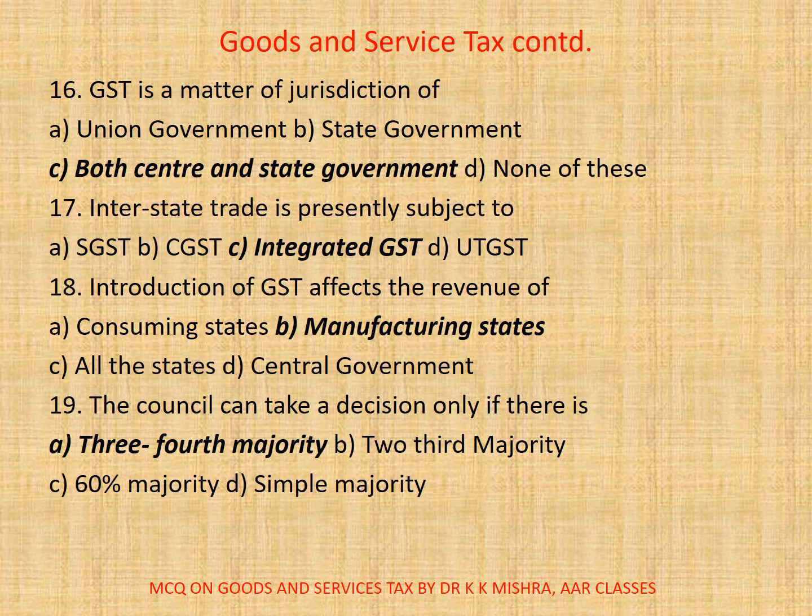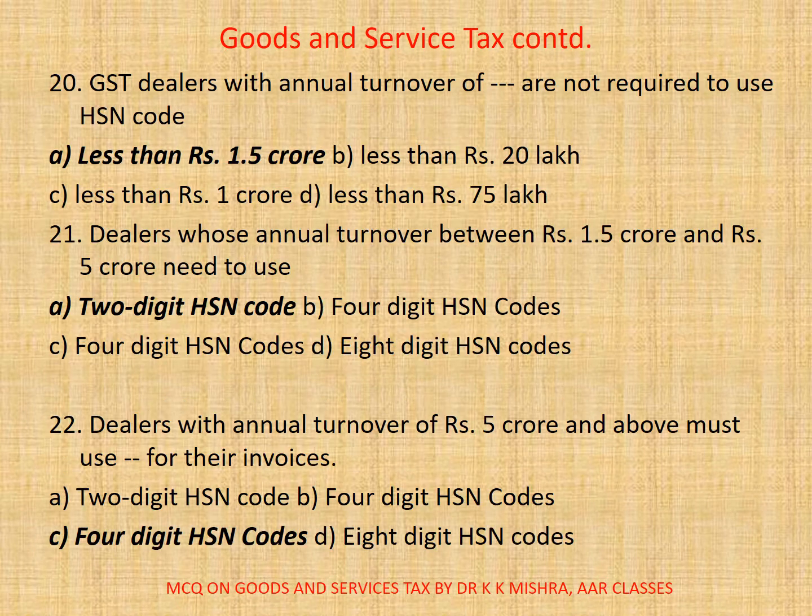19. The council can take a decision only if there is: A. 3/4 majority, B. 2/3 majority, C. 60% majority, D. Simple majority. Correct option is A, 3/4 majority.